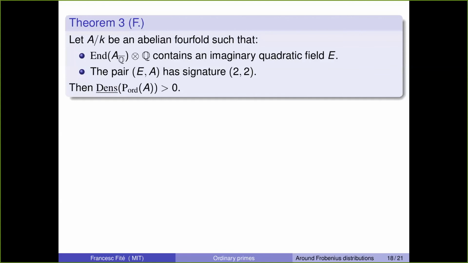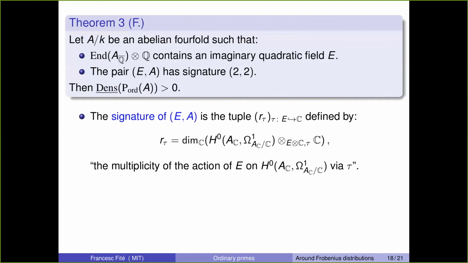I should tell you maybe what I mean by the signature. The signature is some integer tuple indexed by the embeddings of the field E into C, and essentially the tau component of the tuple is the multiplicity of the action of E on the complex cotangent space via tau.